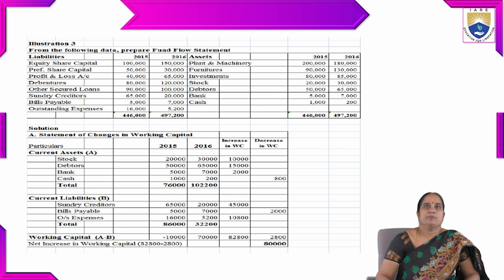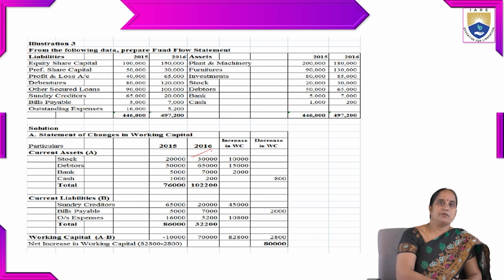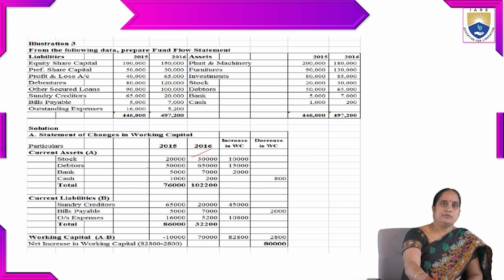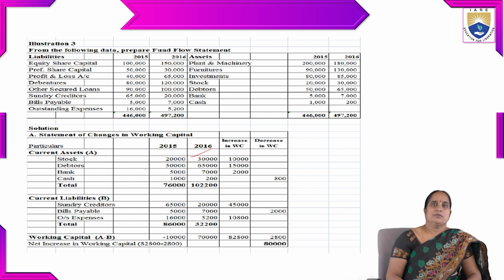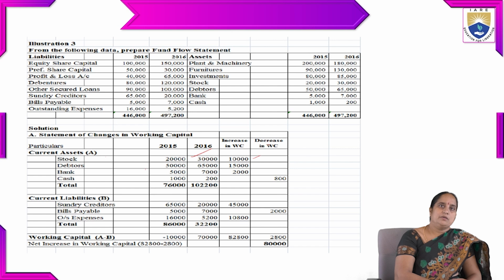From the following data, prepare the funds flow statement. We are given the balance sheet, liabilities and assets. Then using that, prepare the statement of changes in working capital. First write down the current assets for the 2 years. Stock, if you observe 2015 and 16, there is an increase. So I wrote the increase, how much? 10,000. And debtors, if you take, increased, bank increased, cash reduced, then find out the total.